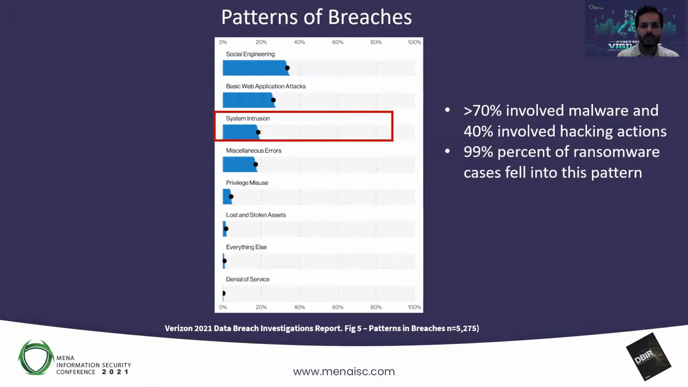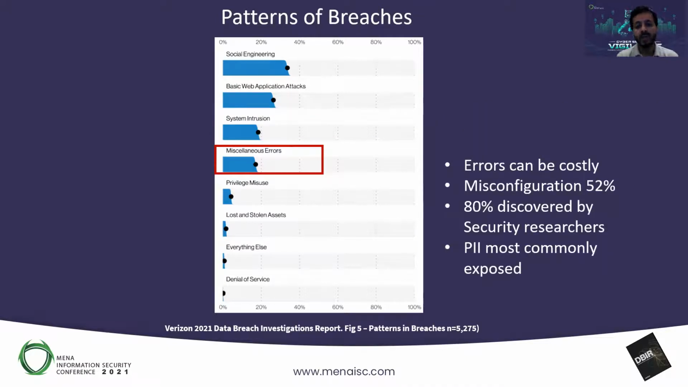Then you have system intrusion. This is a new pattern that's been introduced this year. Over 70% of the system intrusion involved malware, and 40% also involved hacking actions. System intrusion is a significant problem. Malware, including ransomware, are significant contributors to that. So doing things like pen testing, vulnerability assessments, making sure you're patching your systems, making sure you're using multi-factor authentication, making sure you're hardening your systems are all very important controls to help mitigate that.